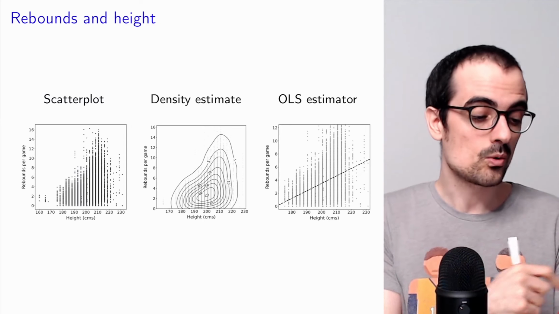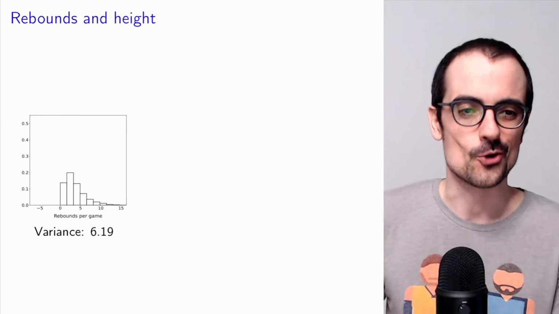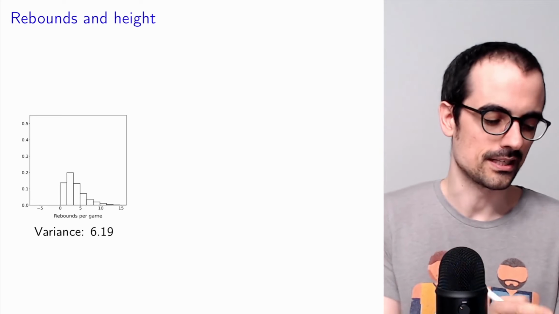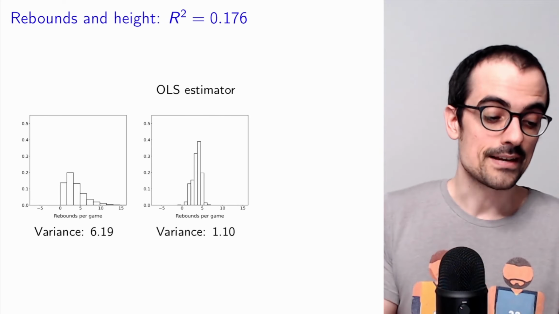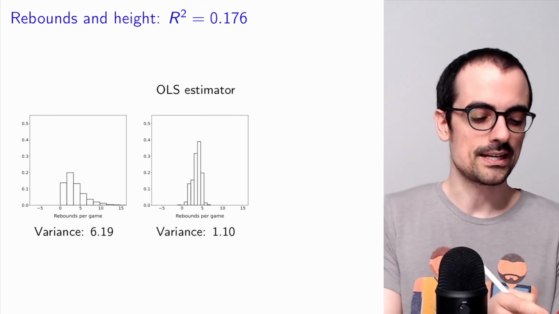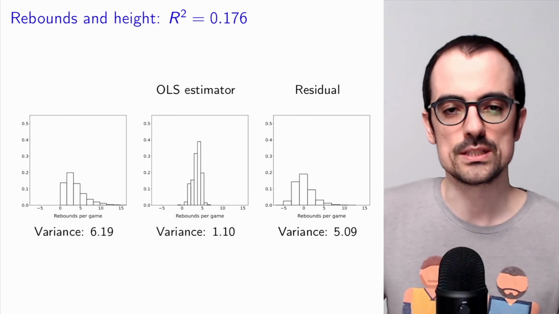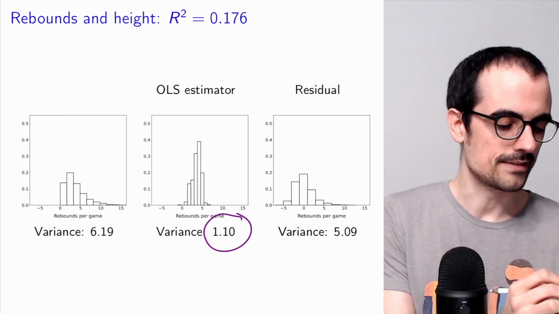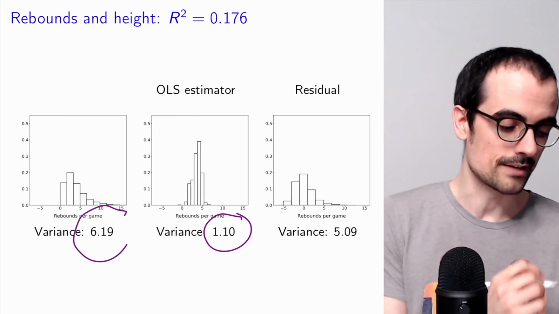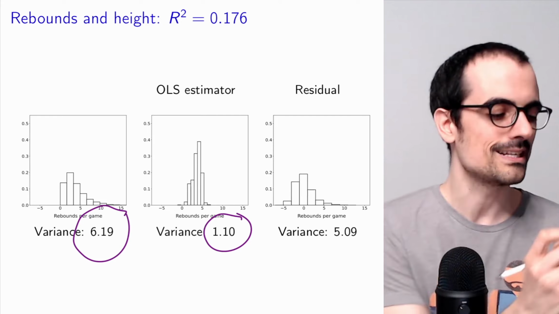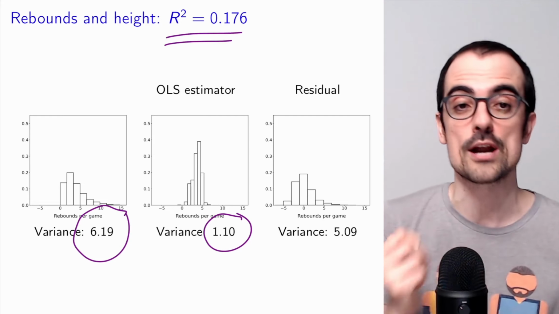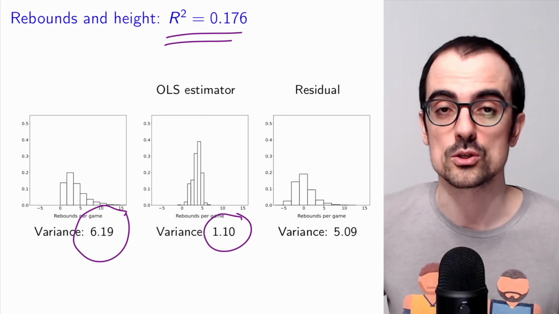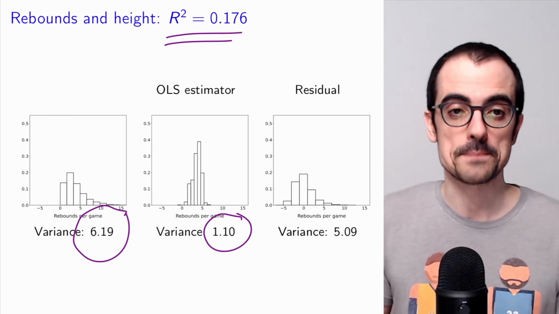Okay. Now what we're interested in is the variance. So the sample variance of the rebounds is 6.19. The variance of the linear estimator is 1.10, and the variance of the residual is 5. So it turns out that the fraction of variance out of the total variance explained by the linear estimator is exactly equal to the square of the sample correlation coefficient, which is R squared, or the sample coefficient of determination. Okay, just as we proved.